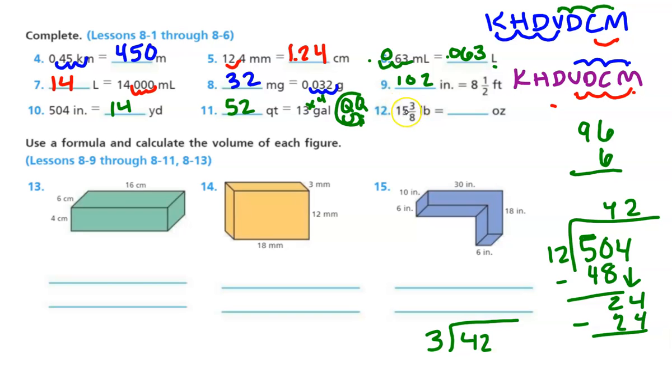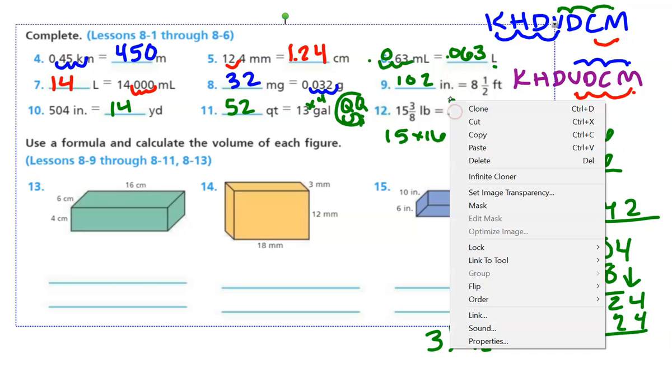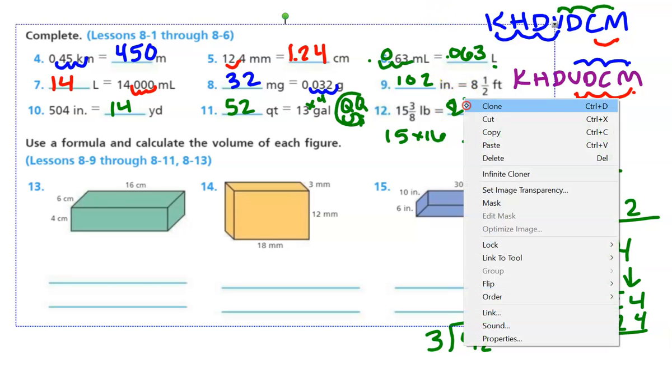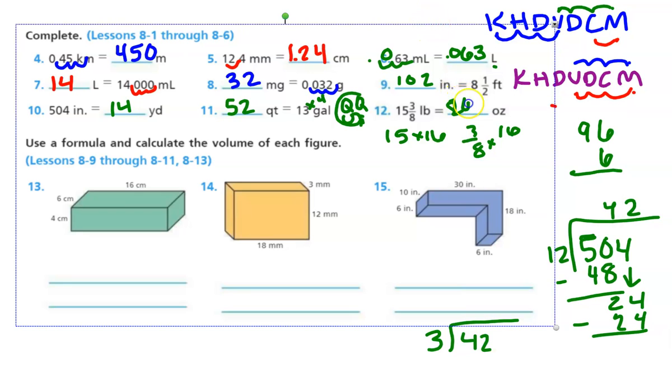And then for number 12, you've got pounds to ounces. Well, there are 16 ounces in every pound. So I would do 15 times 16 first, and then I would figure out what 3/8 times 16 is. And all together, that would leave me with 246 ounces. Sorry, I'm getting kind of confused here.